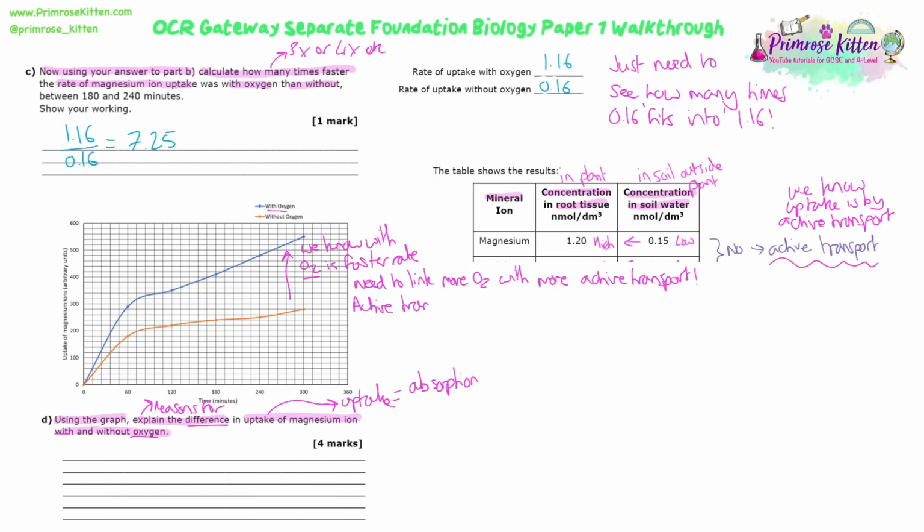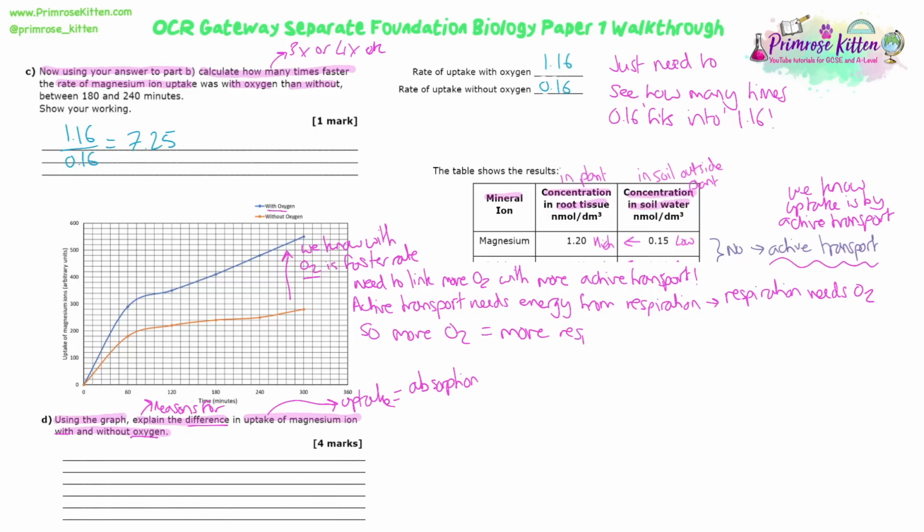So think about it. Active transport requires energy. Energy comes from respiration. Respiration needs oxygen to happen if we're going to do aerobic respiration. So you put all of that together, and it means that if we have more oxygen, and there's more oxygen in the blue line, then we can do more respiration, which releases more energy, which means that we can do more active transport of magnesium ions. That's it. That's 4 points.